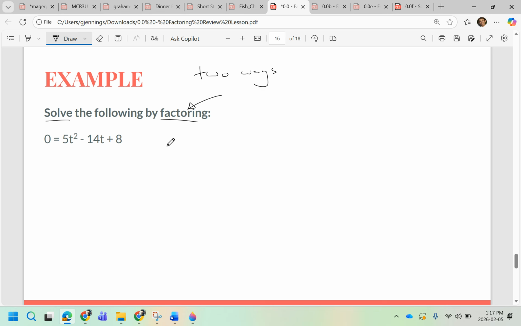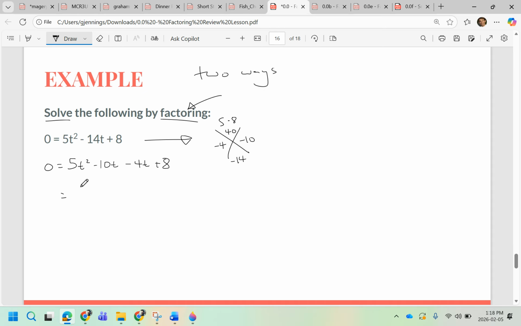Both are acceptable. If I have 0 is equal to 5t squared minus 14t plus 8, if I'm factoring, I take 5 times 8, which are those coefficients, or 40, and then this number minus 14. I want to factor that, so minus 4 and minus 10 will multiply to 40 and add to minus 14. So I'm going to decompose that middle term: 5t squared minus 10t minus 4t plus 8. We've created that situation where our grouping strategy is going to be effective. We have that common ratio between the coefficients, that pattern in the variables, so it's going to work.